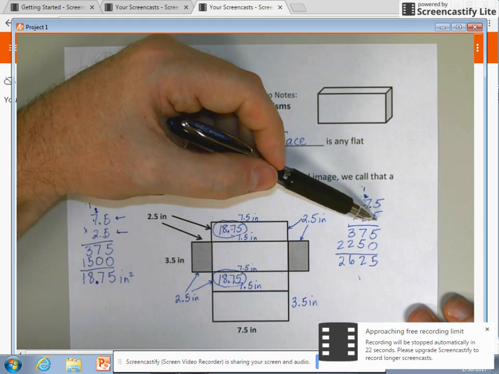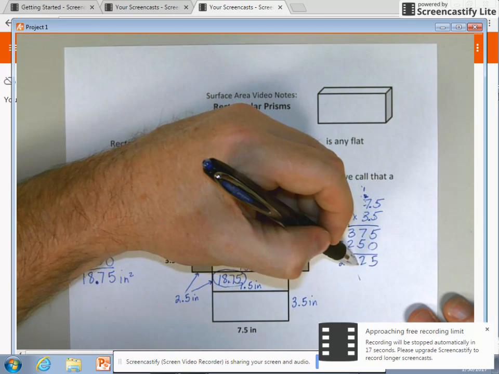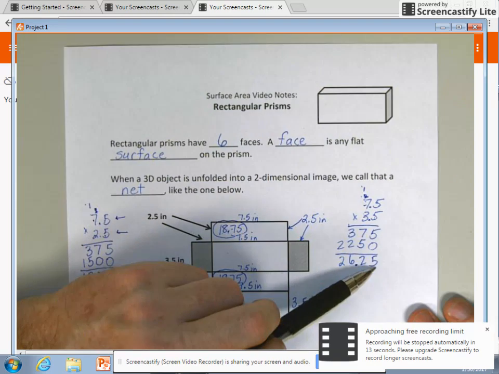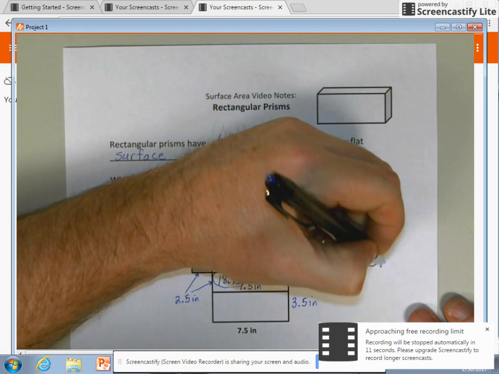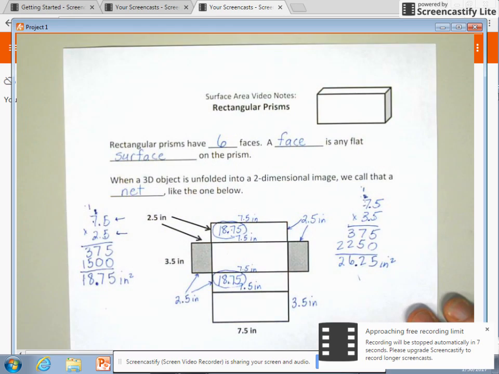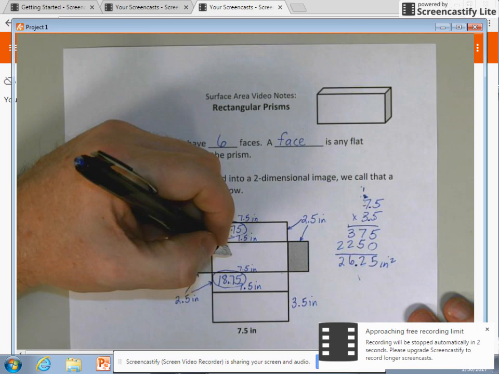Two numbers to the right of the decimal places in the question, and so my product also has 2 places to the right of the decimal, 1 and 2. So I'm going to take this, this is going to be inches squared, and what am I going to do with that? Well, I'm going to place this number into the rectangles.